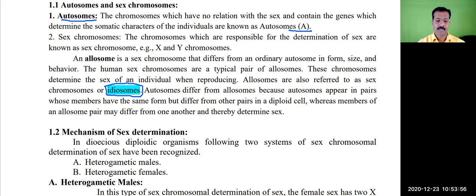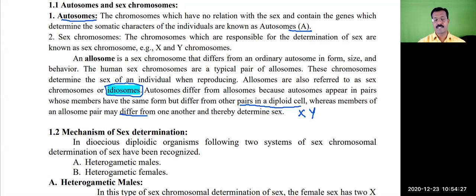Now these allosomes, there is a pair of them in diploid cells, and these allosomes differ from one another. So as we know, X and Y are different from each other.